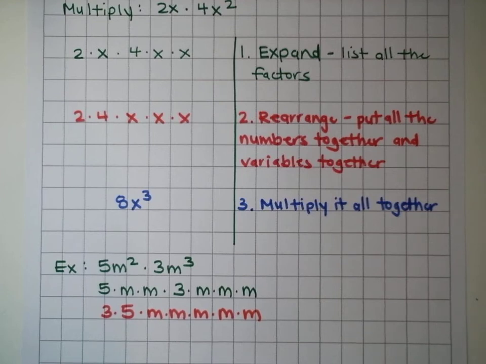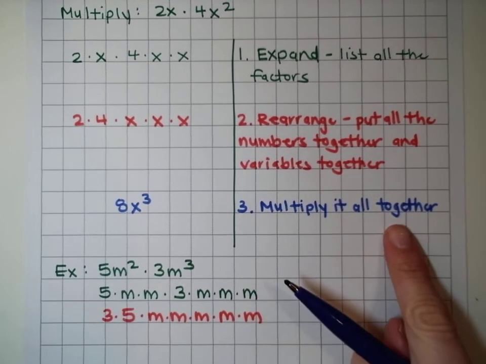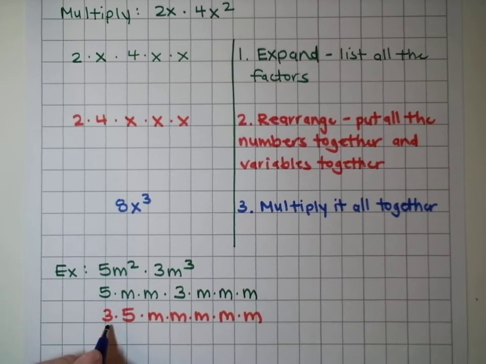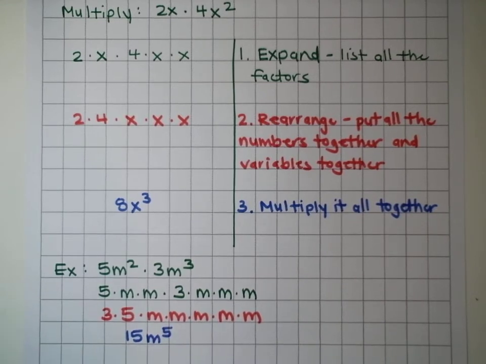And then our last step is we're going to multiply it all together. 3 times 5 is 15, and m is being multiplied 1, 2, 3, 4, 5 times, which means that is m to the 5th power. So you guys now know how to multiply exponential expressions. Let's go ahead and look at your assignment.